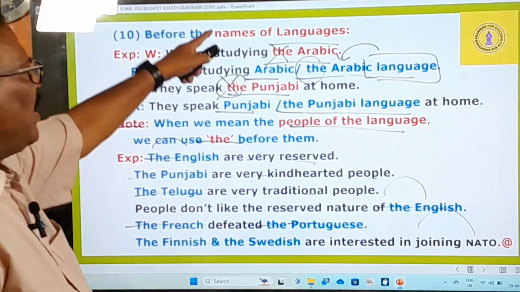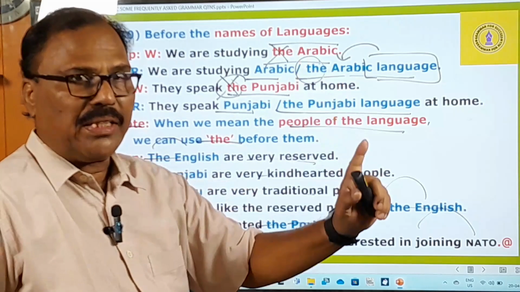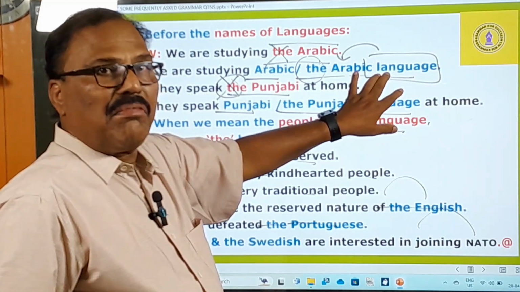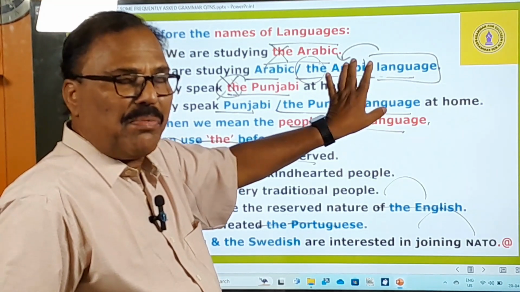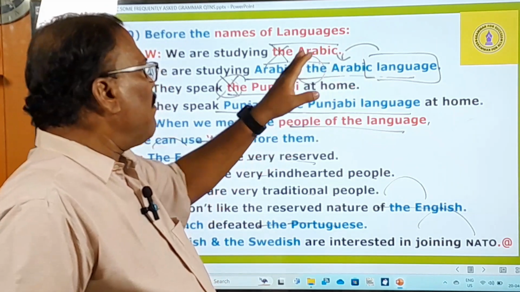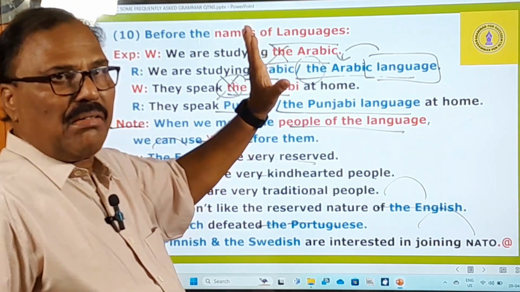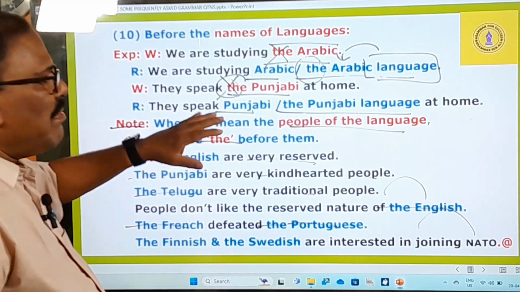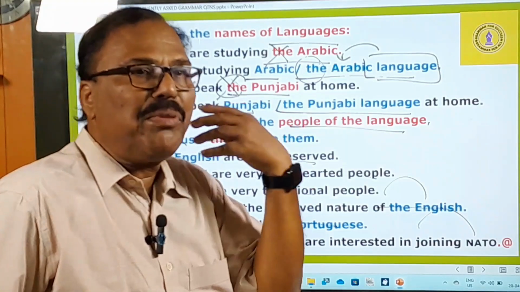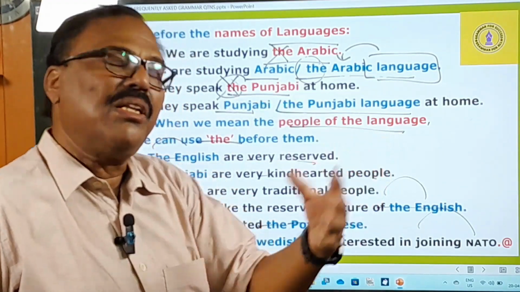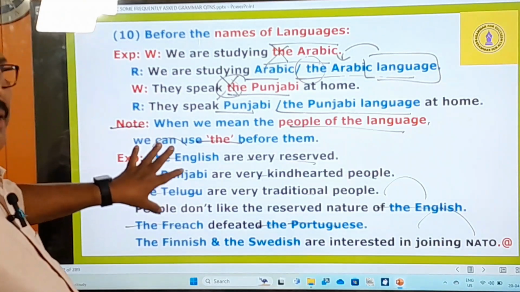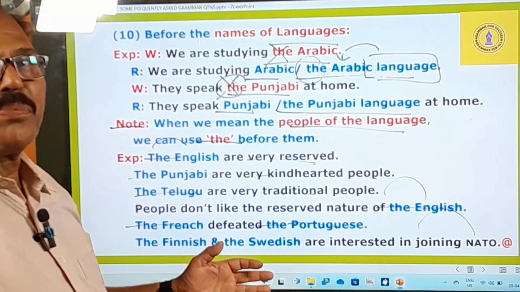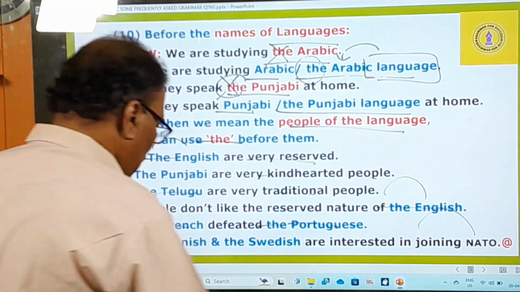So in this way, before the names of languages, you should not use any article, unless that language is followed by the word language. If this word is there beside that language, you can use it. Otherwise, simply before that language, you should not use any article. And whenever we mean to talk about the people speaking that language, then we can use the definite article before the names of those languages. Then that becomes not the language, but the people speaking that particular language. And now let's move on to learn other things.